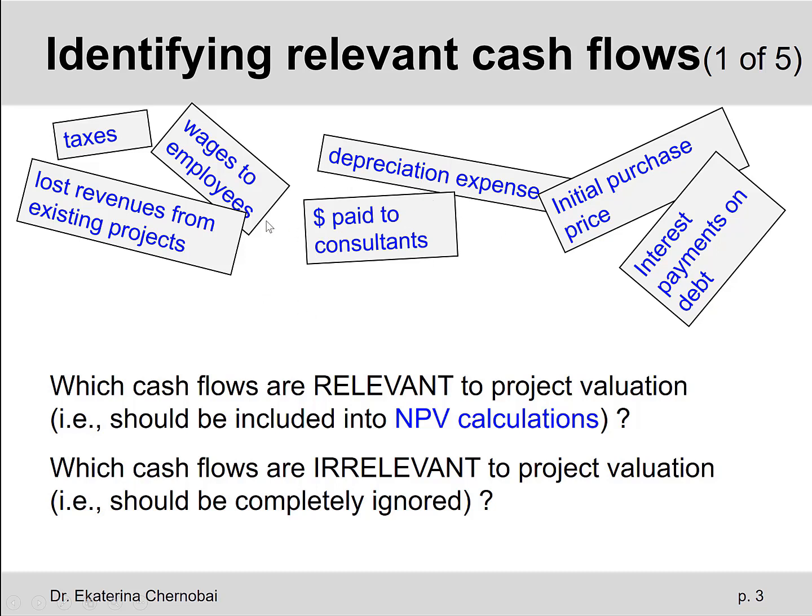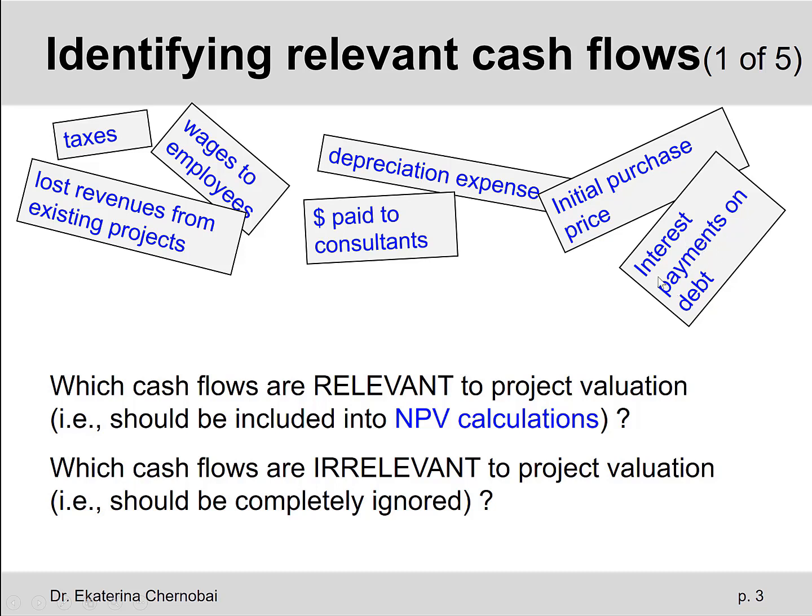And because it already occurred in the past and cannot be recovered, we call it a sunk cost. So money paid to consultants is an example of what we call a sunk cost. And sunk costs are irrelevant to project valuation. So if there is something that looks like money that has already been spent in the past before the decision on the project is made, then you should cross that number out from your list, and you will not be using it anywhere in your net present value calculations.